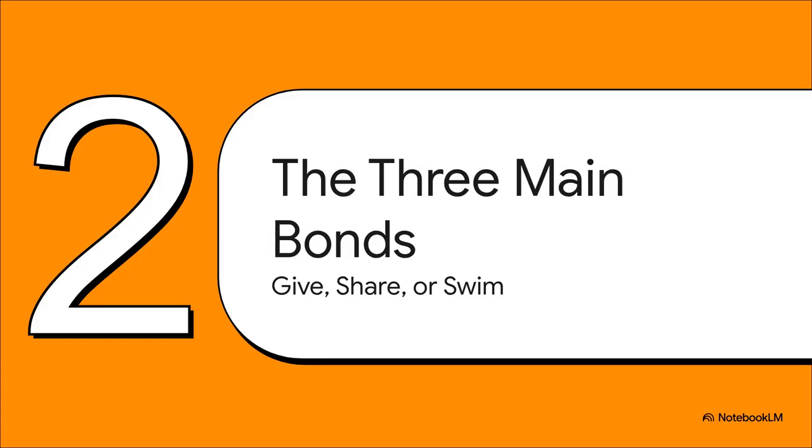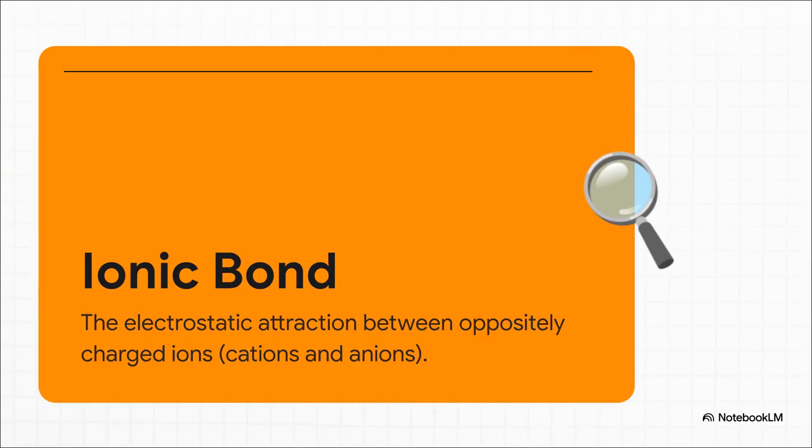So how exactly do they get to this stable state? Well, atoms basically have three main moves they can pull. They can give electrons away, they can share them, or they can kind of let them swim around freely in a big group. And these three strategies give us our three main types of chemical bonds. First up, we have the ionic bond. You can think of this one as the give-and-take bond.